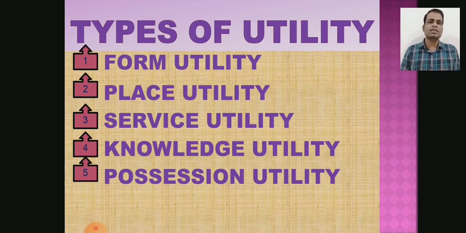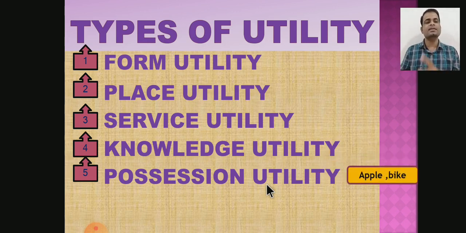Possession utility is enjoyed by the consumer when they purchase goods from the seller. When will the consumer enjoy the possession utility? When they purchase goods from the seller. At that time, the consumer may enjoy the possession utility. So what is possession utility? When ownership of the product is transferred from one person to another person, and as a result utility is created, such type of utility is called possession utility.